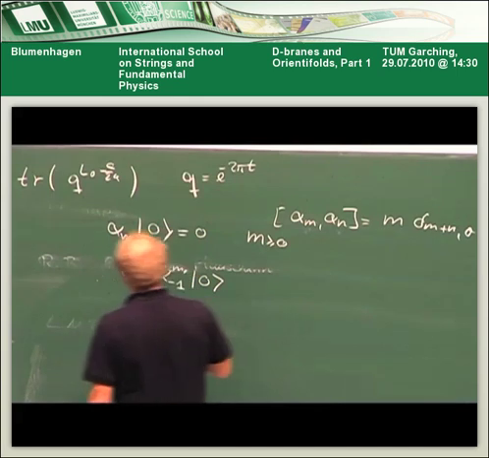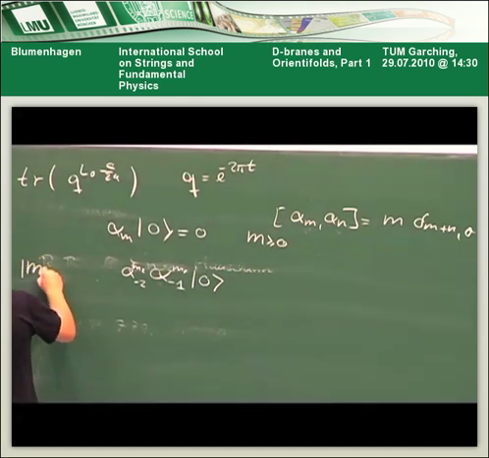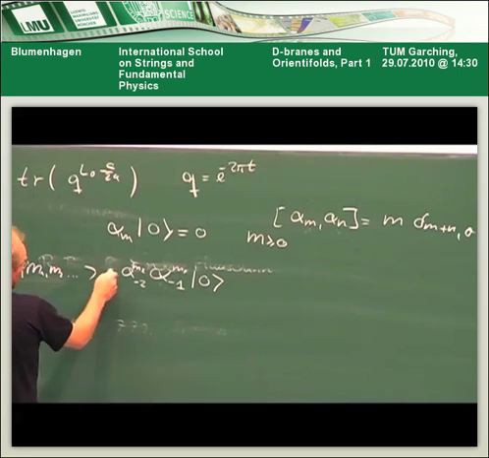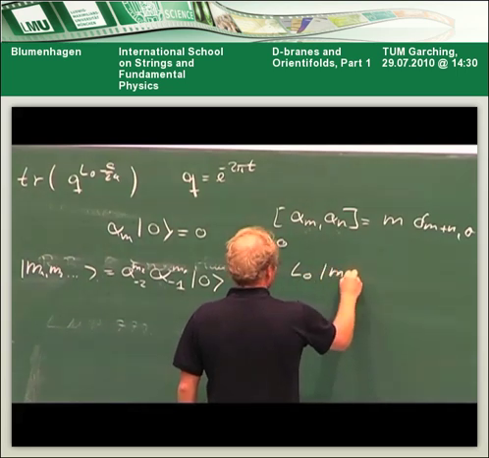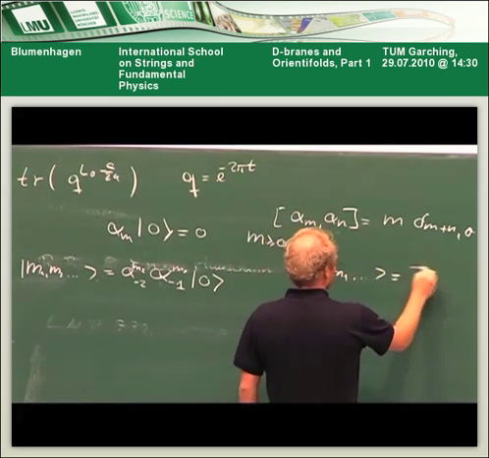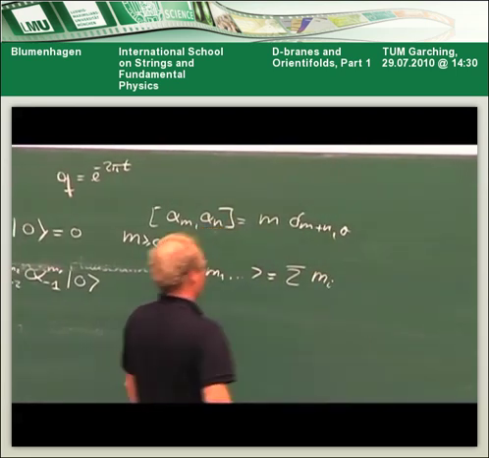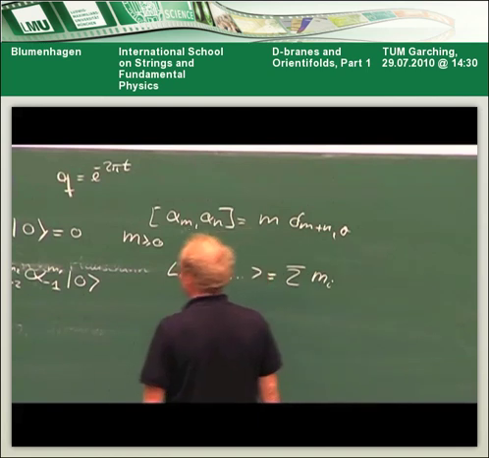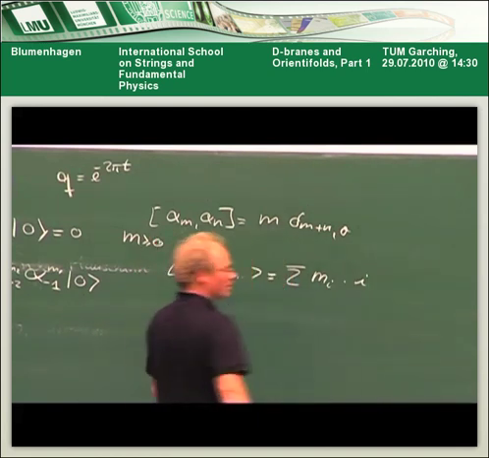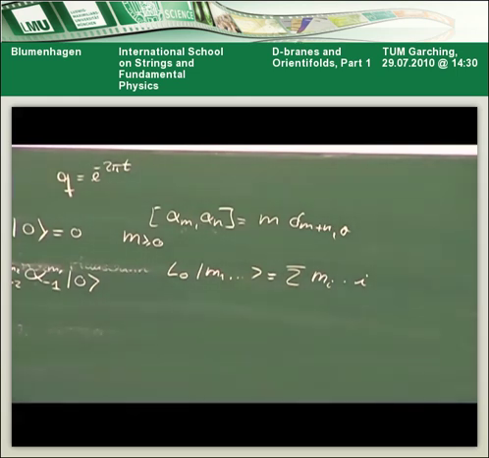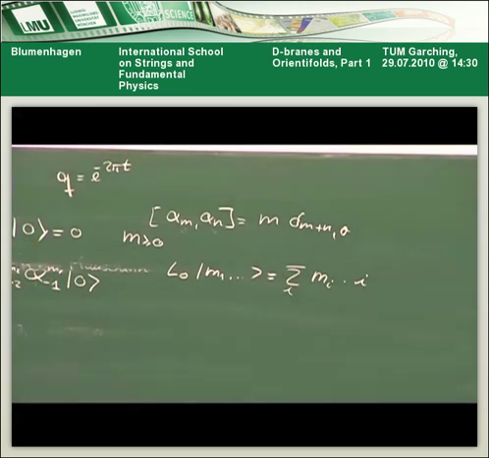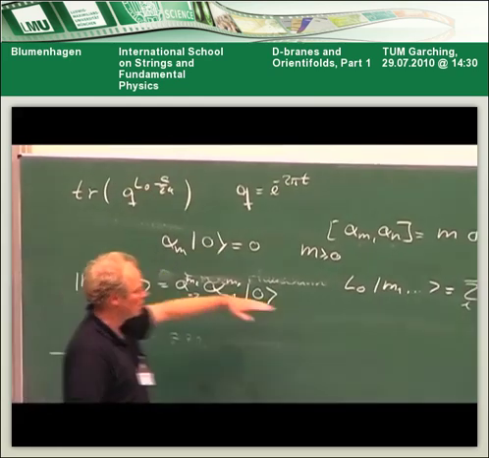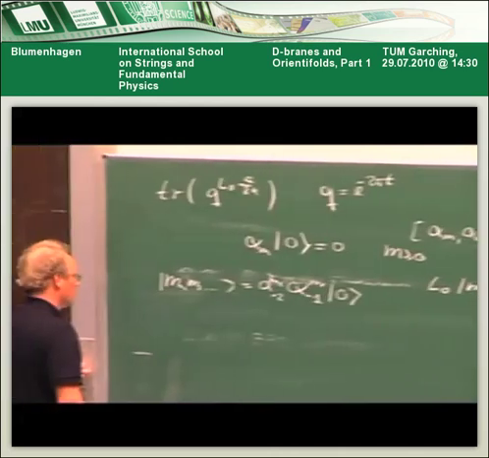And the L0 eigenvalue of such a state, with m_1, m_2, up to infinity in principle, is equal to the sum of the m_i times i. Now we have to keep track of how many states we have at each mass level, and because here we have the operator L0, we want to order them with respect to their L0 eigenvalue.